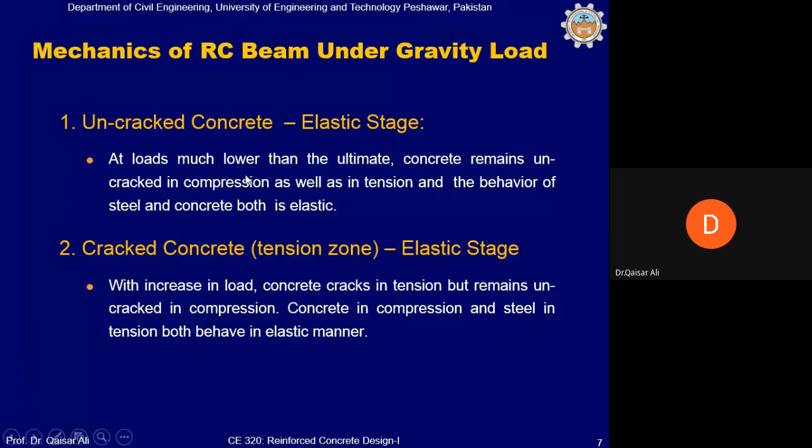However, the load corresponding to this stage is very small. So it loads much lower than the ultimate. Ultimate load is the load at which the beam finally breaks or collapses. So that will be called as ultimate load. So it loads much lower than this ultimate load. Concrete remains uncracked in compression as well as in tension, and the behavior of steel and concrete both is elastic. So this is stage number 1.